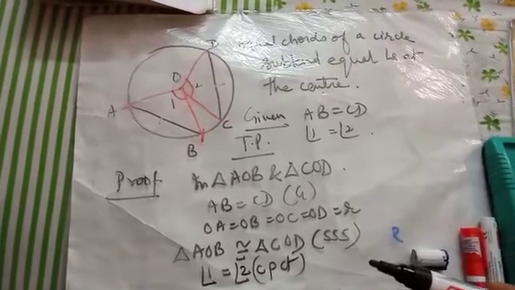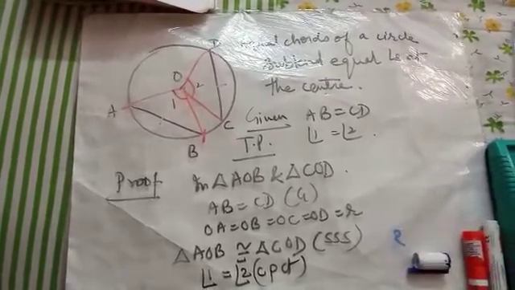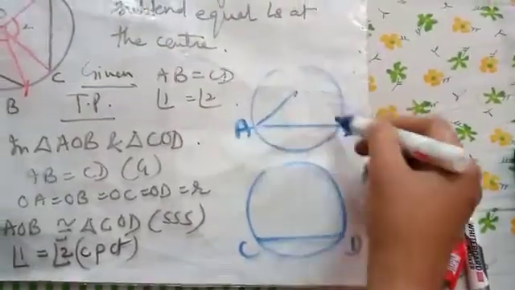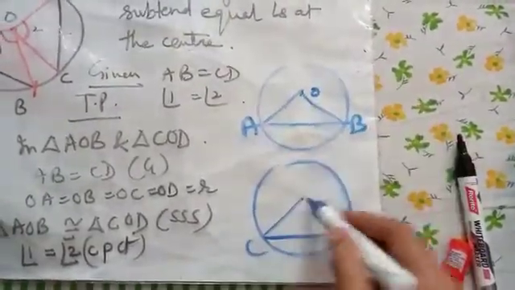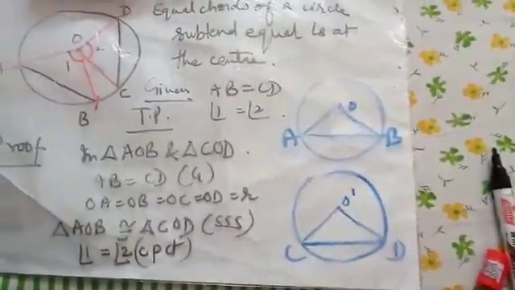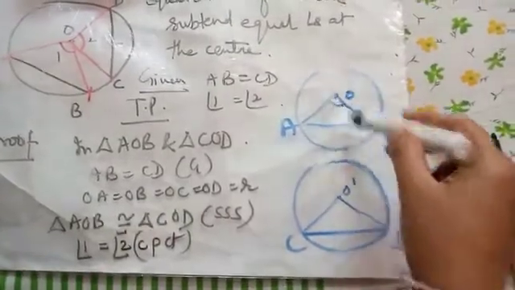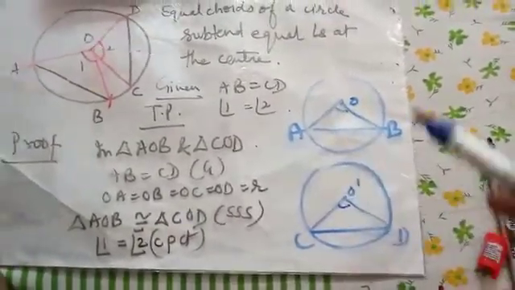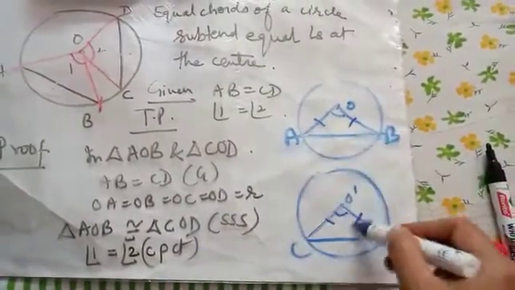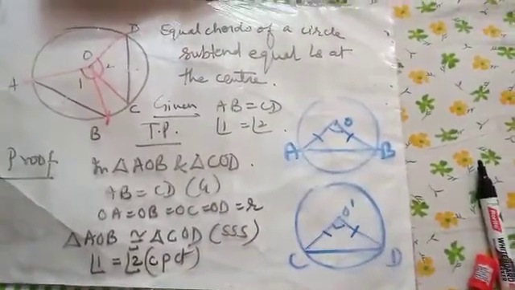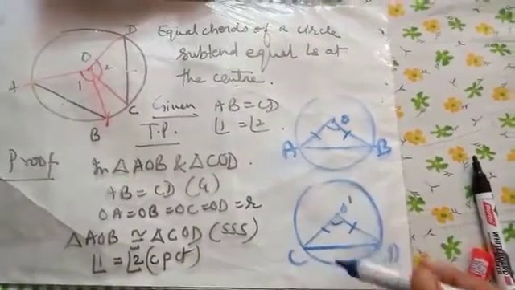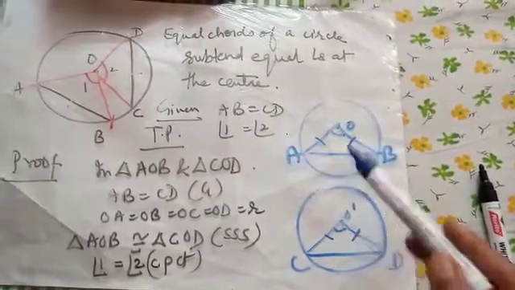And now if these two chords are in two different circles, what will happen? So I am making two different circles. Let this be AOB, let this be COD. Now I have to show that these two angles are equal. How will I prove? The necessary condition for this question is that the radius has to be equal. And if the radius is equal, then we say that equal chords subtend equal angles at the center even in two different circles.